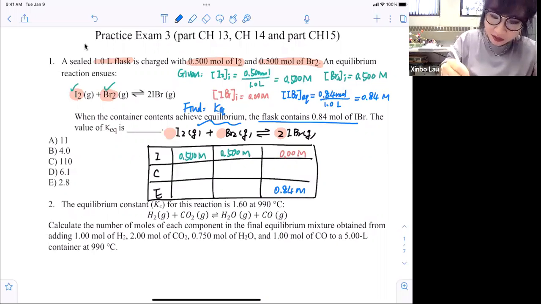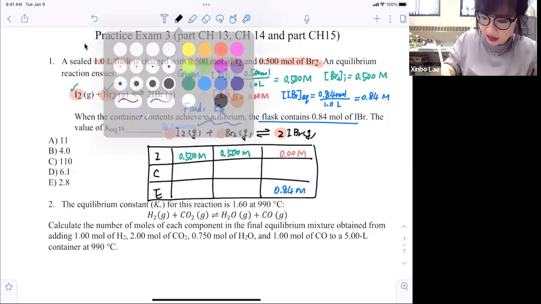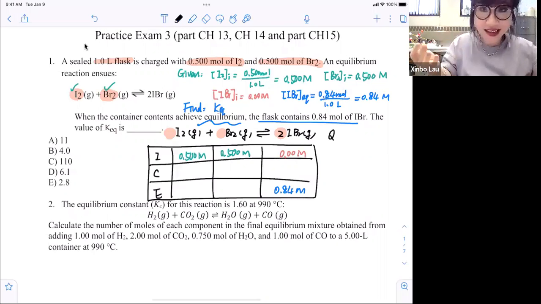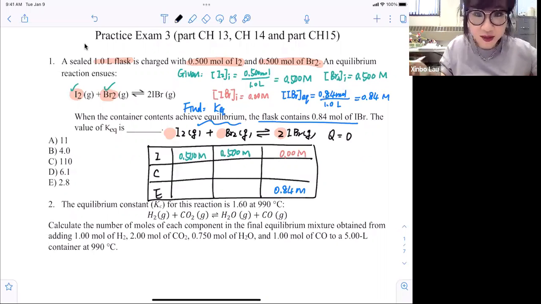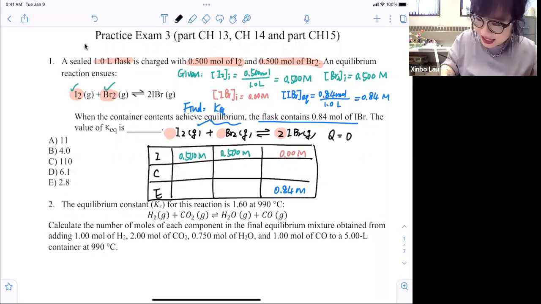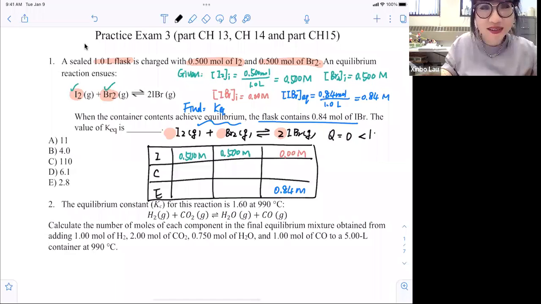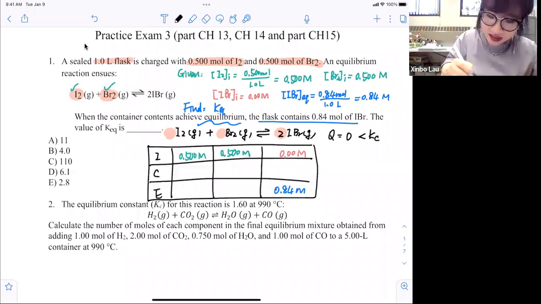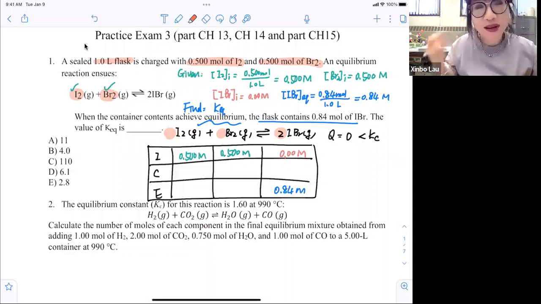For this type of question, of course, we can calculate Q. Q for the initial is products over reactants. Products is 0, so Q is actually 0. I don't know K, we're calculating K, but think about it, K has to be bigger than 0, and if Q is 0, K no matter what is going to be bigger than Q. In other words, initially you only have reactants. Which way does this reaction have to go?